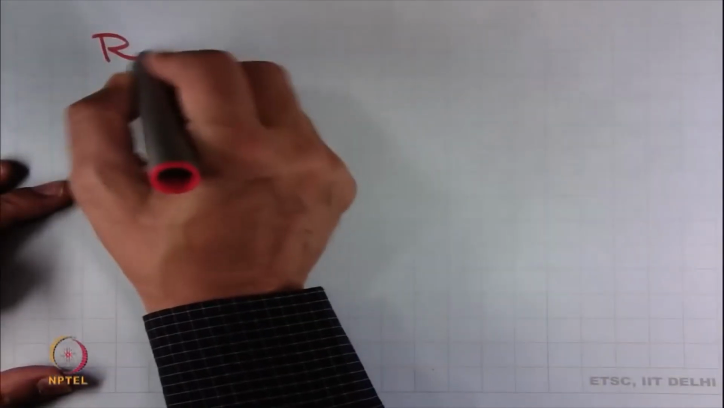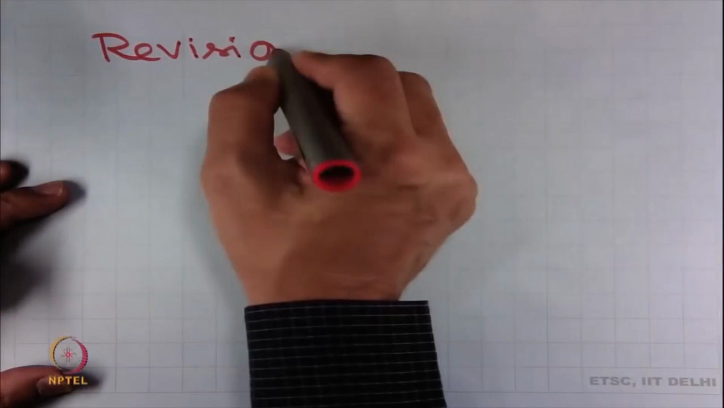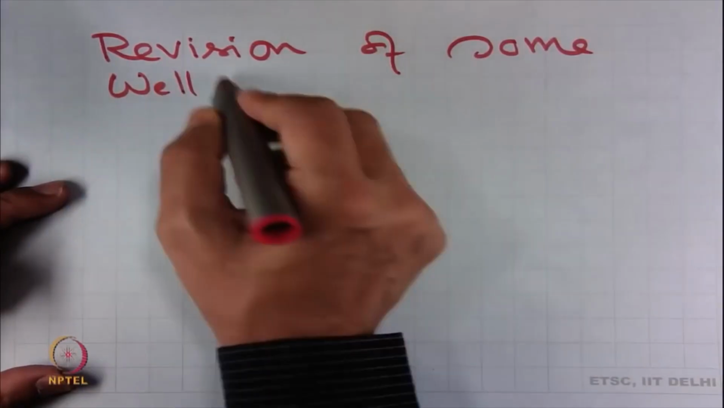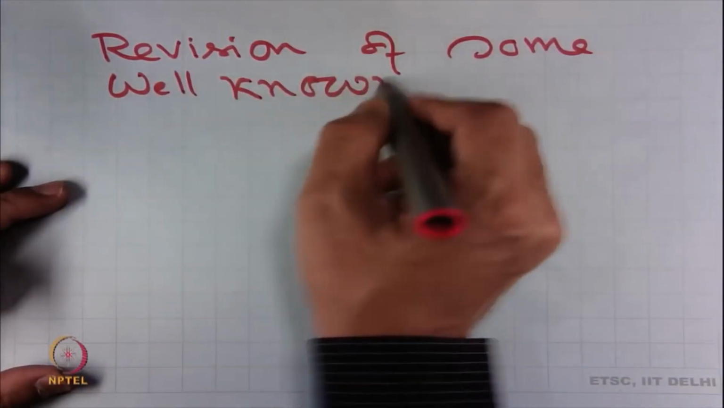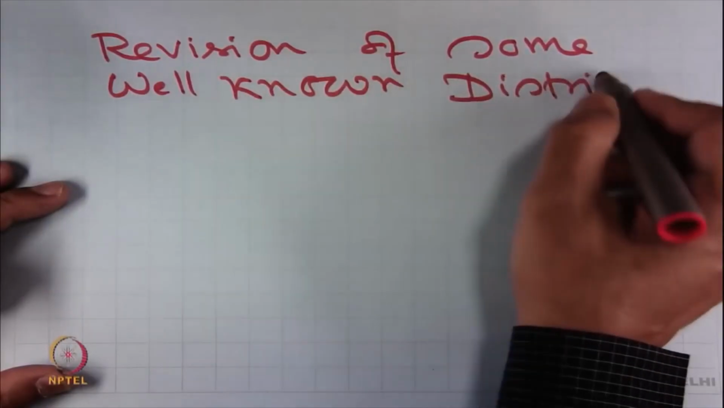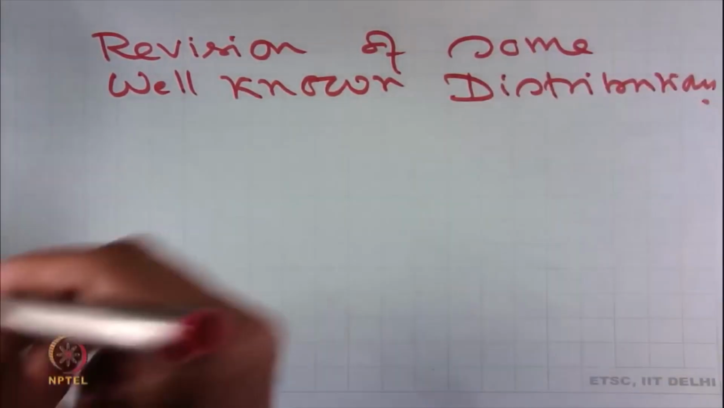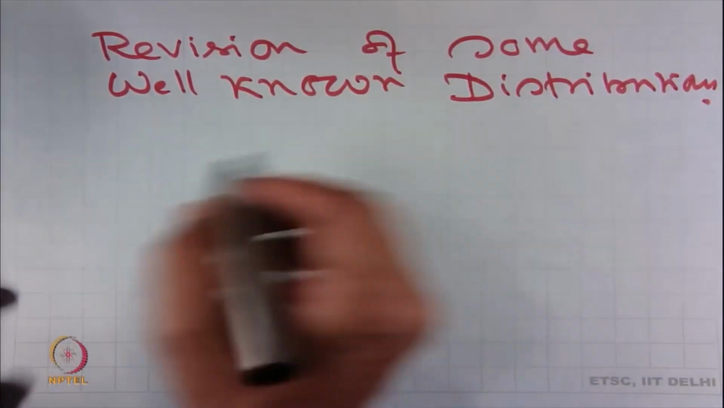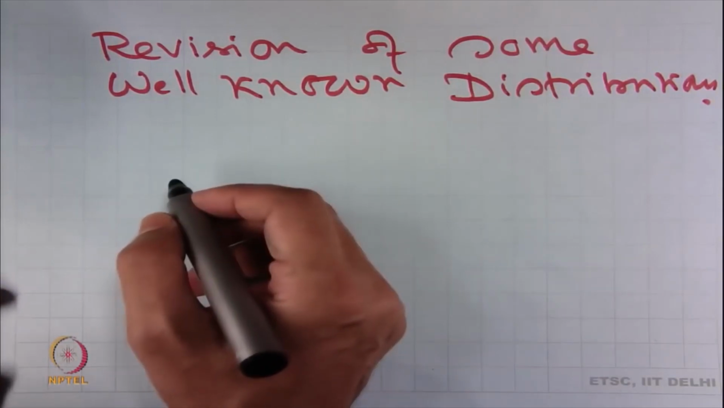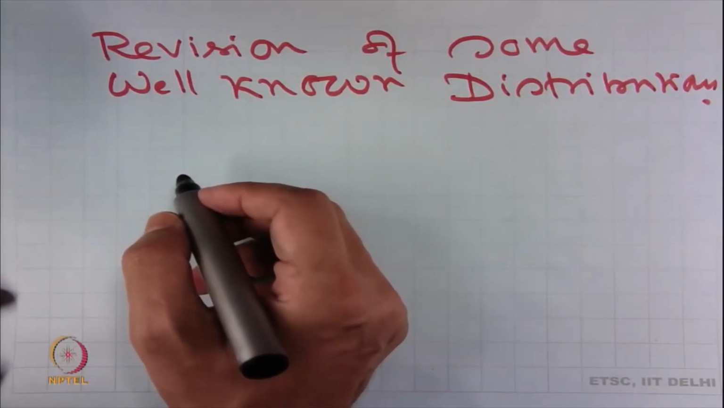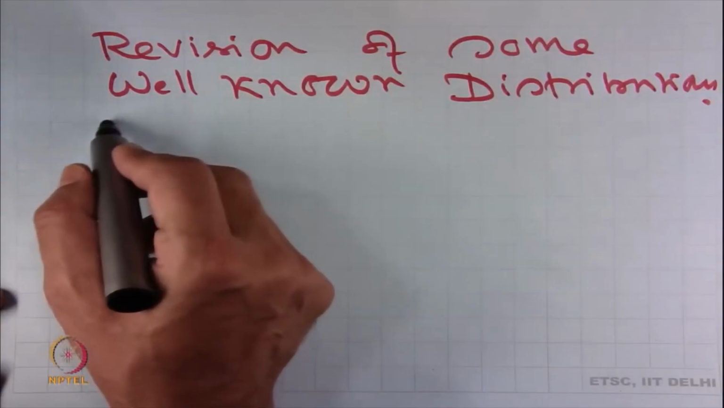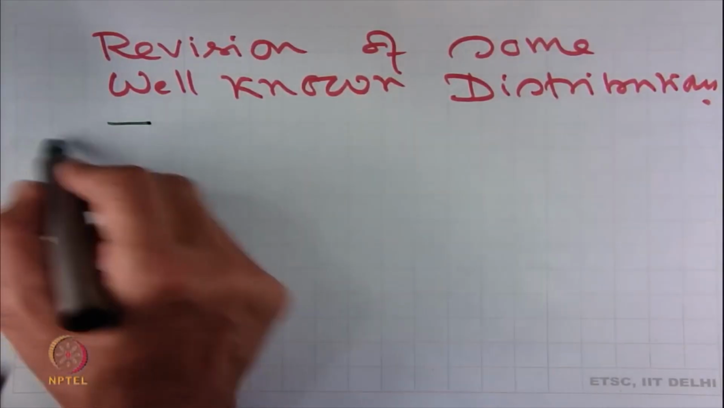Now, let me revise some well known distributions. All of you know, but if you are forgetting something, then you try to recap. Also, I am not going to deal with all the discrete distributions that you might have studied, but it will be good if you have a revision of those random variables as well.